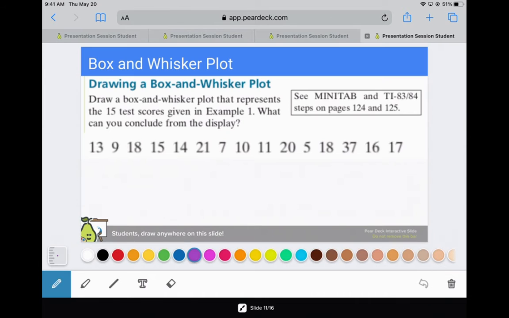Okay, the next one we're going to look at is the box and whisker plot. Some of you may have heard of it, some of you may not.